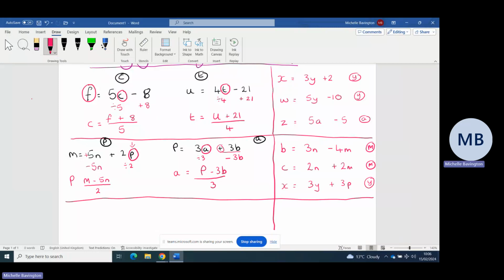Have a go, and again, I'll do the answers at the end rather than straight away. So you could have a go at them, pause the video, write them down, do whatever you need to do. Okay, I'm way over here.